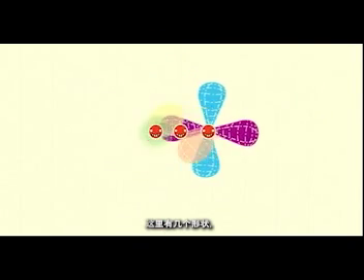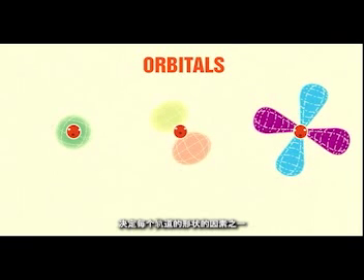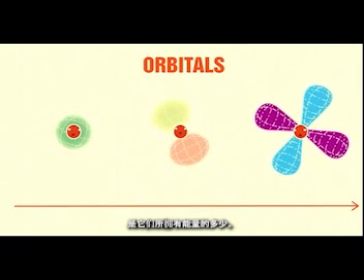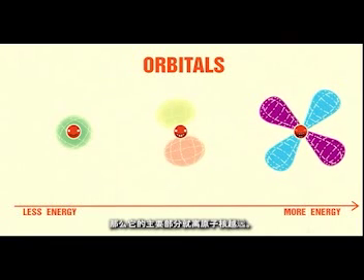Here are a few of these shapes. Chemists call them orbitals, and what each one looks like depends on, among other things, how much energy it has. The more energy an orbital has, the farther most of its density is from the nucleus.